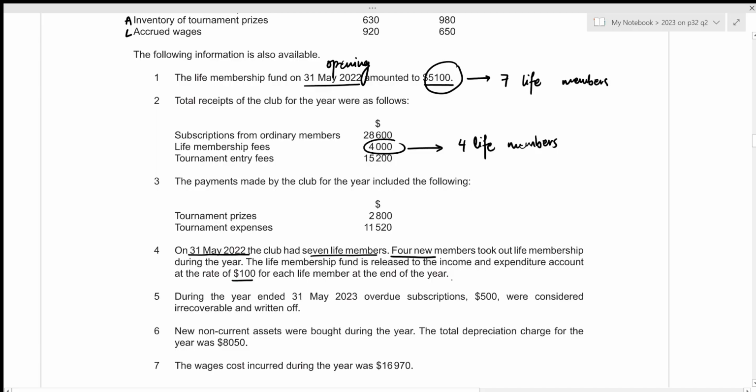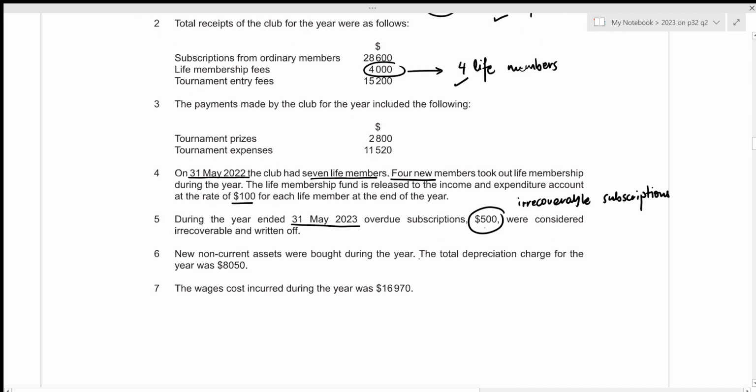So for the year 2023, we have to take out 100 for each of the 7 existing life members and 4 new life members. Then during the year ended 31st May 2023, overdue subscriptions of 500 were considered irrecoverable and written off. So these are the irrecoverable subscriptions. This should be adjusted when calculating the subscriptions for the year for our income and expenditure account. The new non-current assets were bought during the year. The total depreciation charged for the year was 8,050. The wages cost incurred during the year was 16,970.